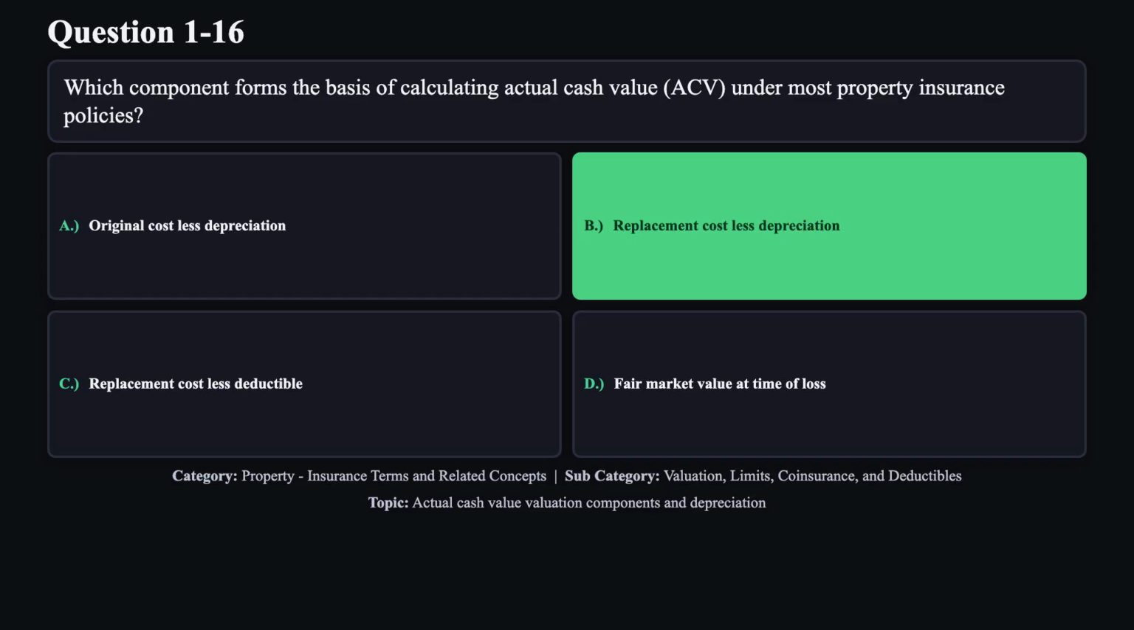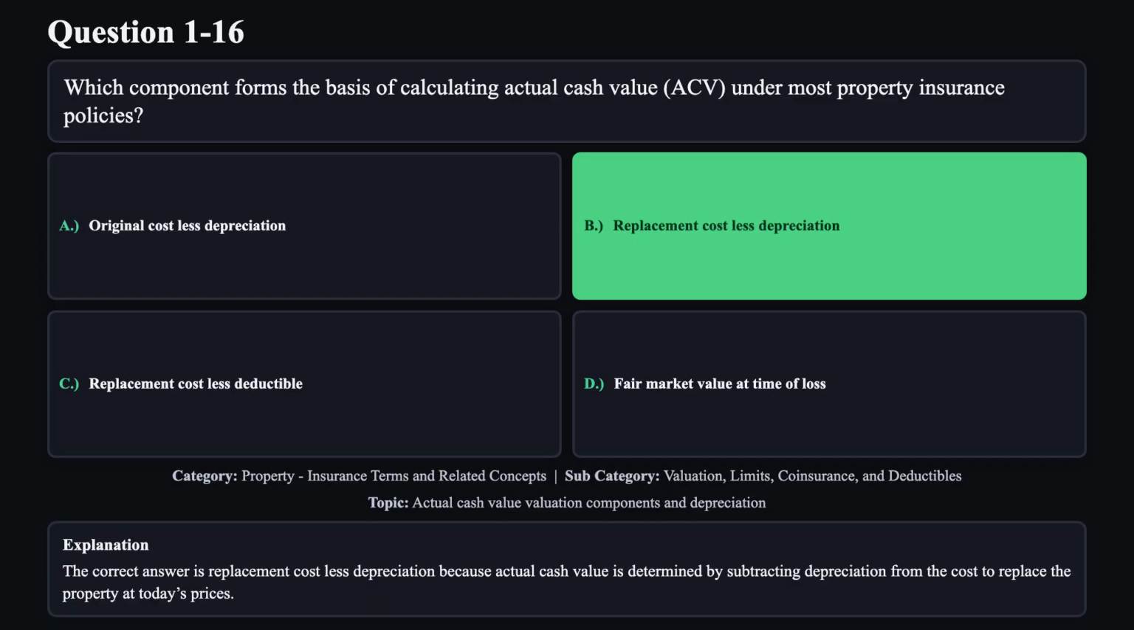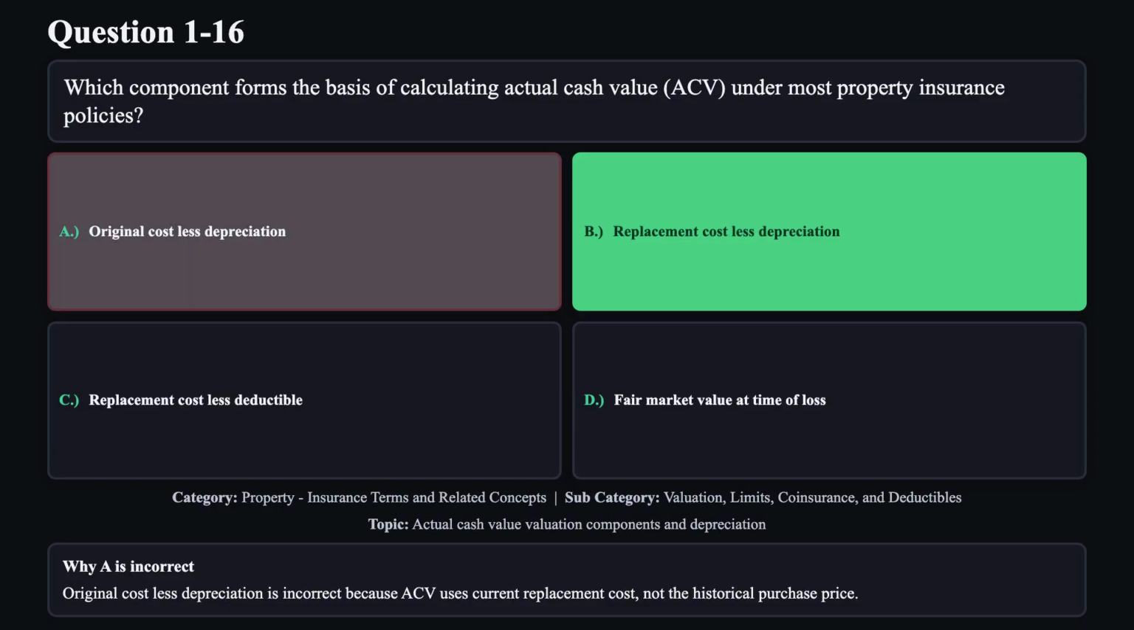The correct answer is B. The correct answer is replacement cost less depreciation, because actual cash value is determined by subtracting depreciation from the cost to replace the property at today's prices. Reason A is not correct. Original cost less depreciation is incorrect because ACV uses current replacement cost, not the historical purchase price.